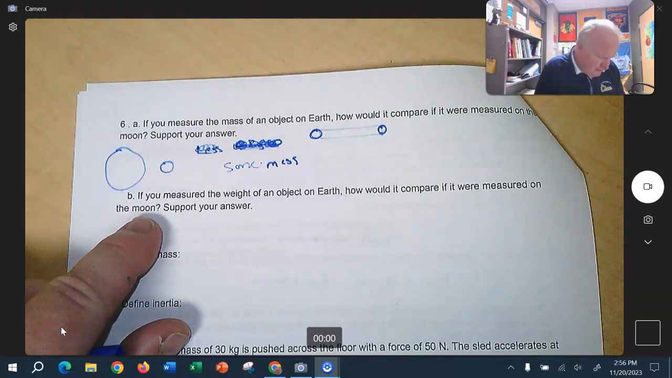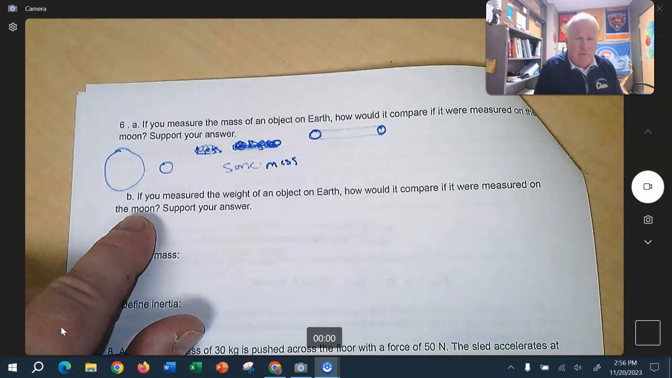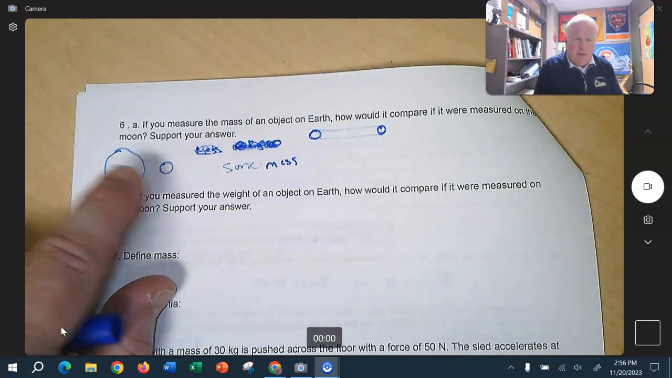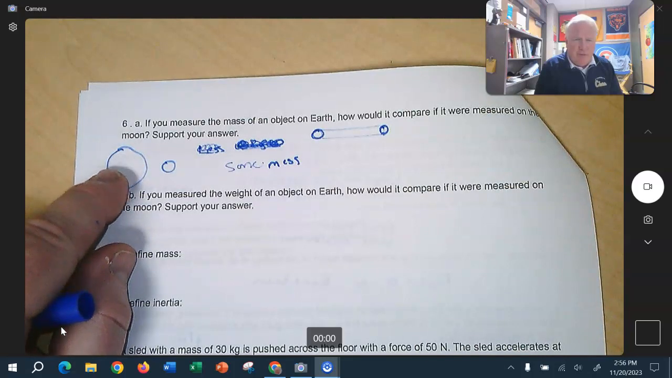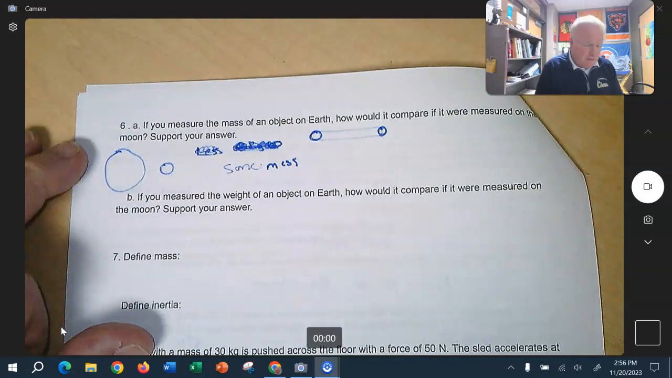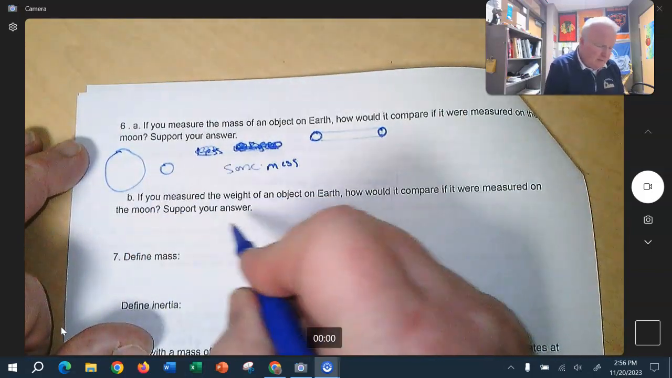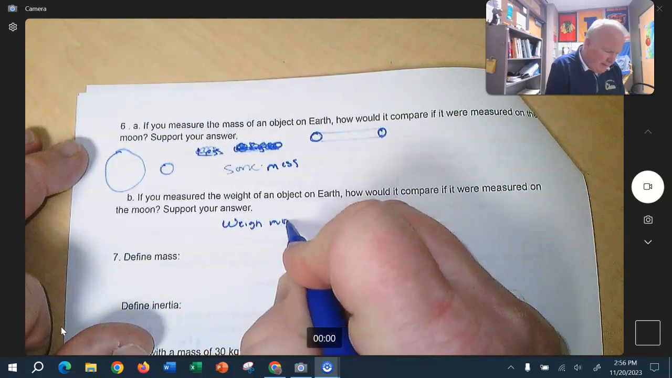But it says if you measure the weight of the object on Earth, how would it compare to that measured on the moon? So if this is my Earth and this is my moon, right, we would think, well, this object will pull on that pipe harder than this one, right? And so if we just look at the idea, it will weigh more on the Earth.